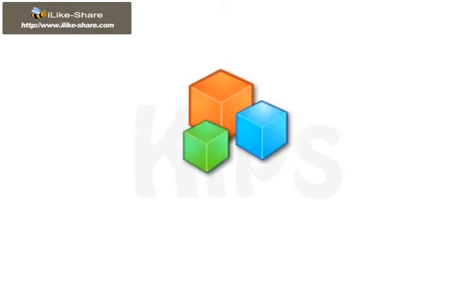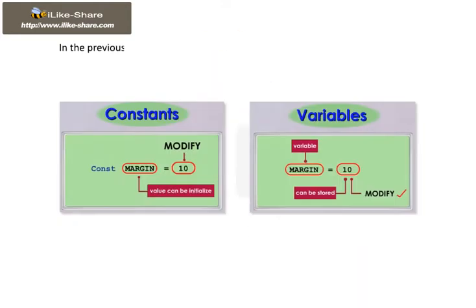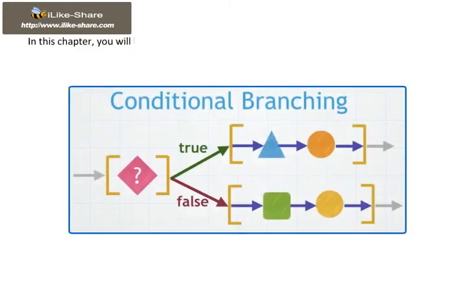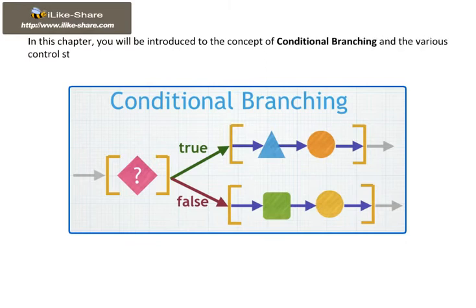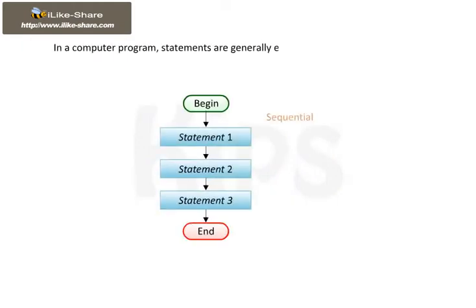Hello students, today we will learn about control statements in Small Basic. In the previous chapter, you have learnt about the basic elements of Small Basic. In this chapter, you will be introduced to the concept of conditional branching and the various control statements available in Small Basic. In a computer program, statements are generally executed in a sequential manner.